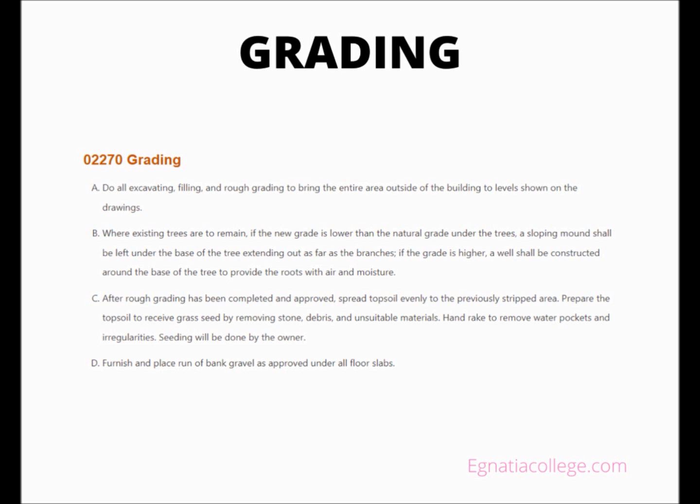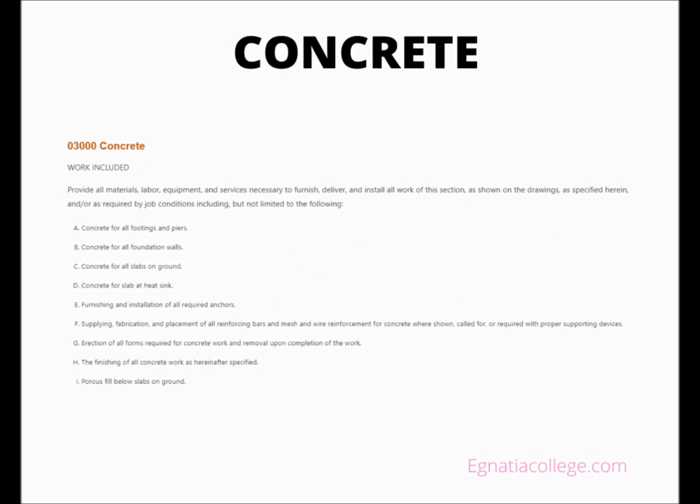Prepare the topsoil to receive grass seed by removing stone, debris, and unsuitable materials. Hand rake to remove water pockets and irregularities. Seeding will be done by the owner. Furnish and place run of bank gravel as approved under all floor slabs. Concrete. Work included.